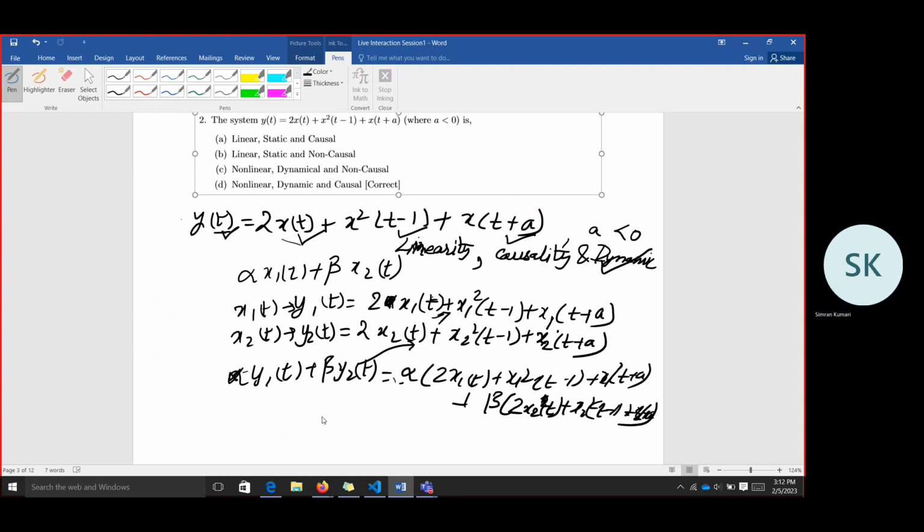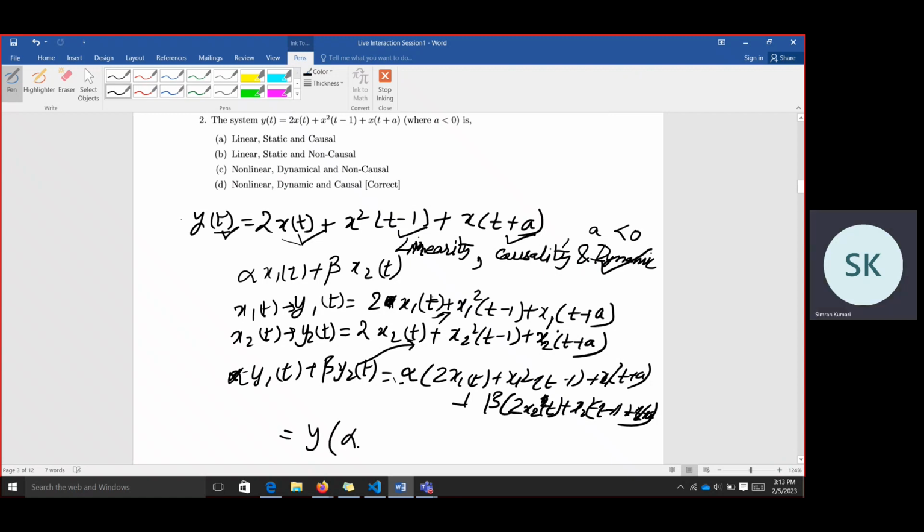y of, y when we give alpha x1(t) plus beta x2(t). Therefore, this is not a linear system, and it's a non-linear system. So we have two options, non-linear and dynamical, we have found out.